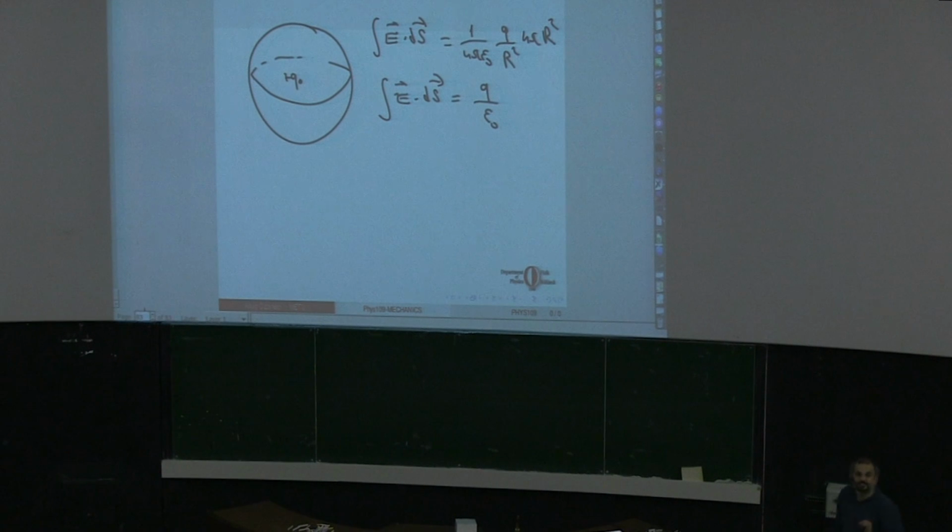Just a notational change. This is a closed surface. Just to clarify that we are integrating over a closed surface, we put a little circle on the integral sign. This is not a line integral. This is an integral over a closed surface. This circle just means that it's an integral over a closed surface.